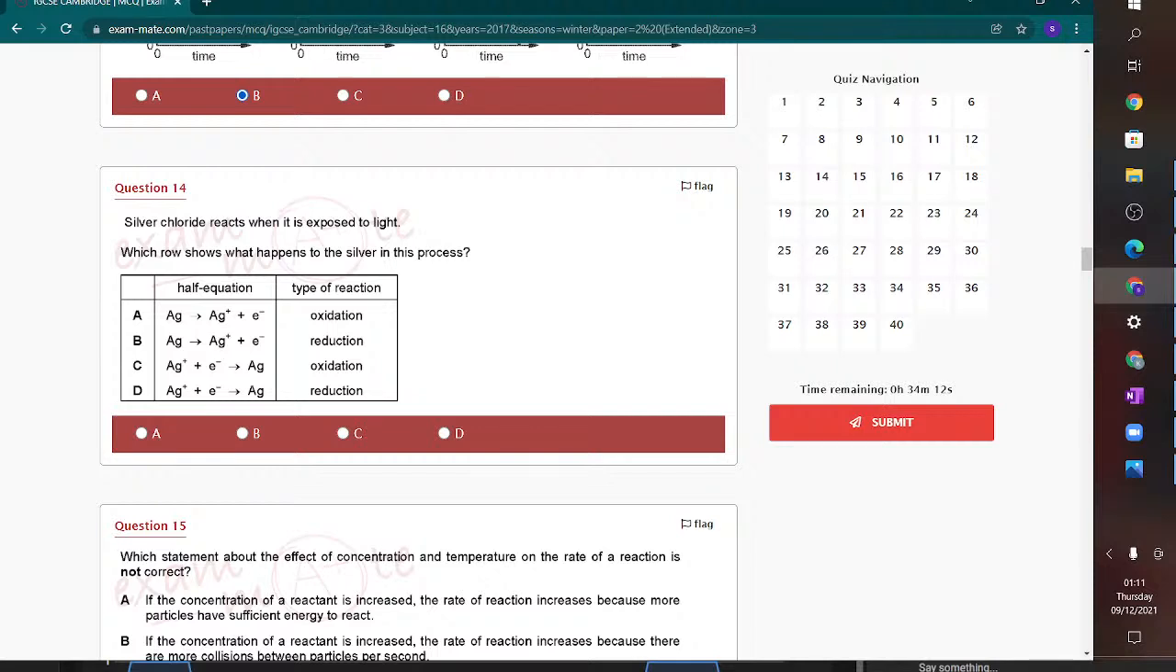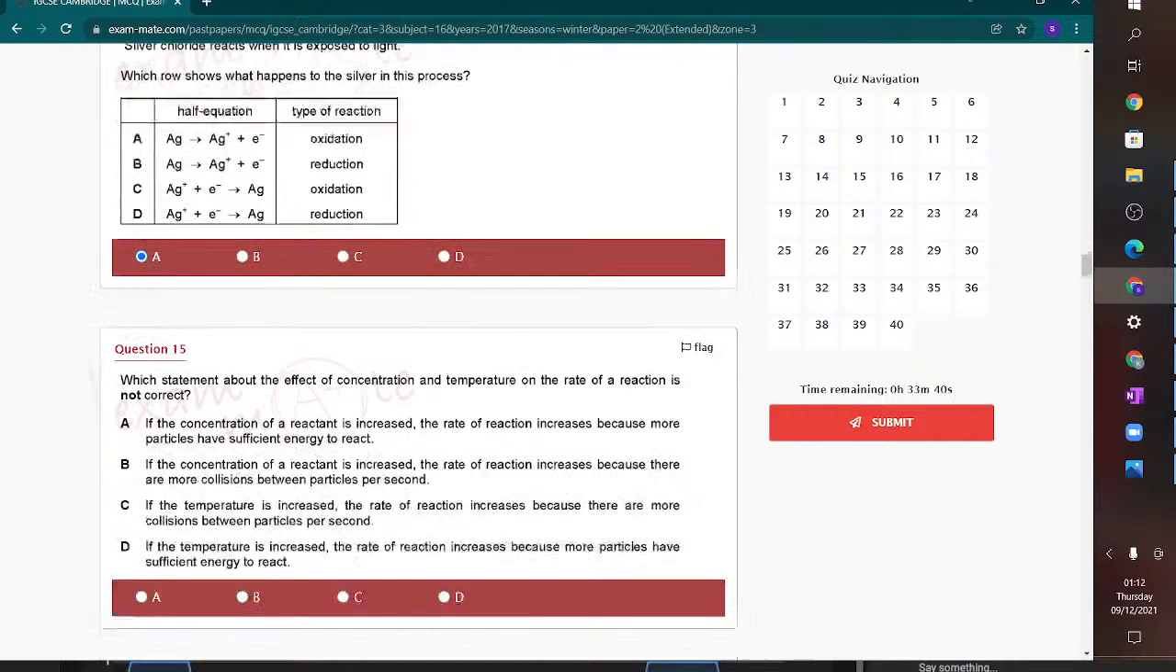Okay, yeah. Ag, silver, it is exposed to light, it decomposes. So this is loss of electron. Oh wait, if it is loss of electron, then it is being oxidized. The reaction is oxidation, and the half equation would be this, because this e must be there: Ag minus e gives you Ag plus.